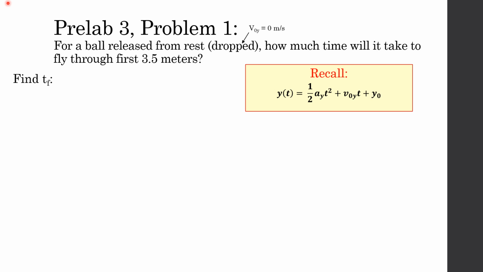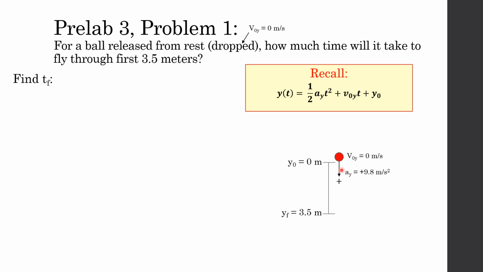Since we're given a final position, we are going to be using our position equation, which is this guy right here. Then we're going to want to draw a picture of our motion. We were told that the ball was released from rest, and we want to know how much time it's going to take to fly through the first 3.5 meters. They haven't given us an origin, so as you can see, I've just labeled that as 0. Then we're going to travel through 3.5 meters of motion, of free fall. As I mentioned before, the initial velocity is 0 meters per second.